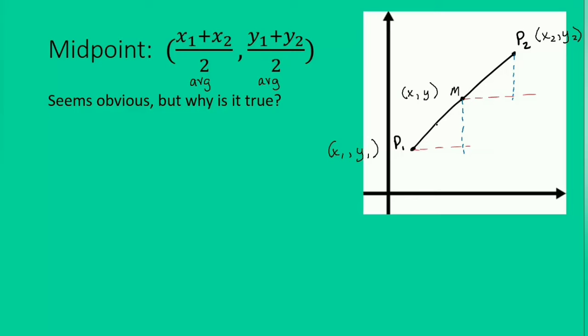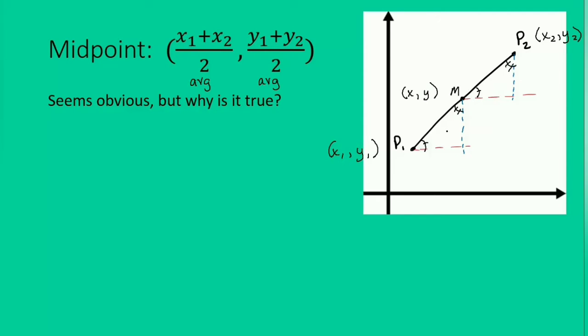Keep that in mind. Since the red lines are parallel, P1P2 is a transversal that crosses them both, so we can say that these two angles are congruent. Similarly, the vertical lines are also parallel, and P1P2 is a transversal across them as well, so we know that these angles are also congruent.